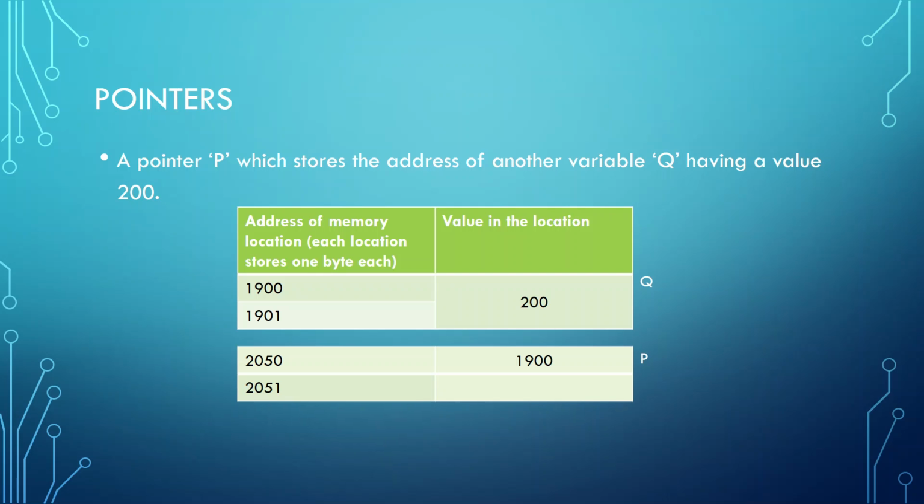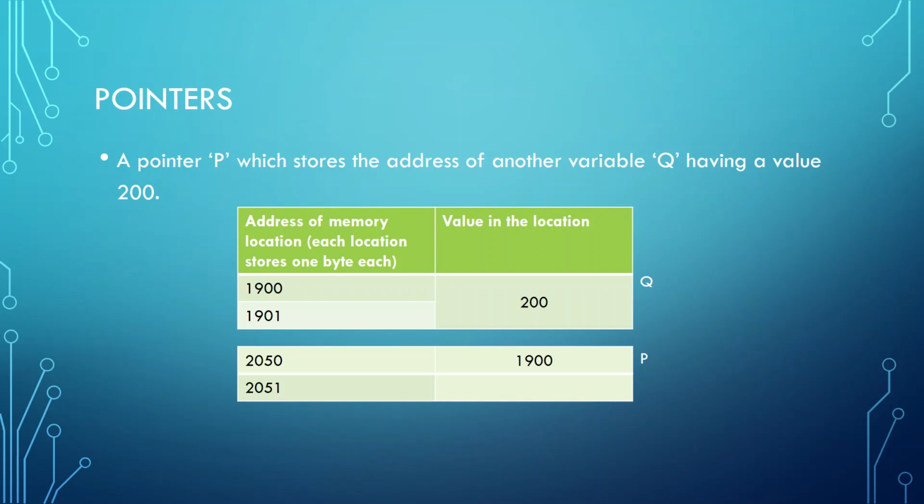So this is an example. There is an integer variable q, which stores the value 200. Since each memory location is 1 byte, an integer is normally either 2 bytes or 4 bytes. Here I am taking just 2 bytes. So for storing one single integer, you have to use 2 memory locations, right? So q is pointing to this 2 bytes of memory.